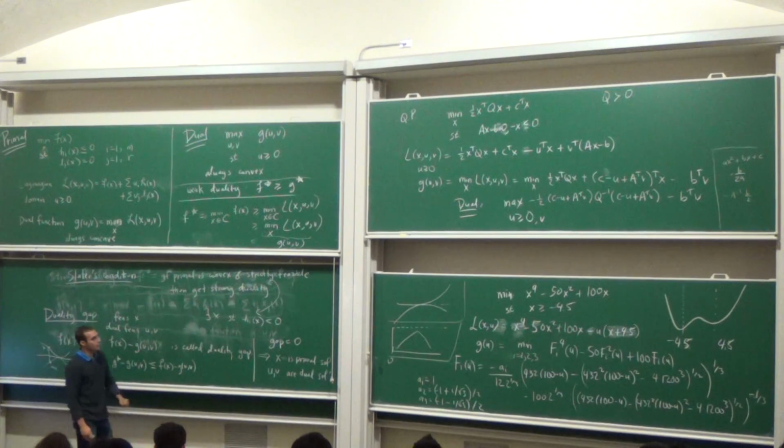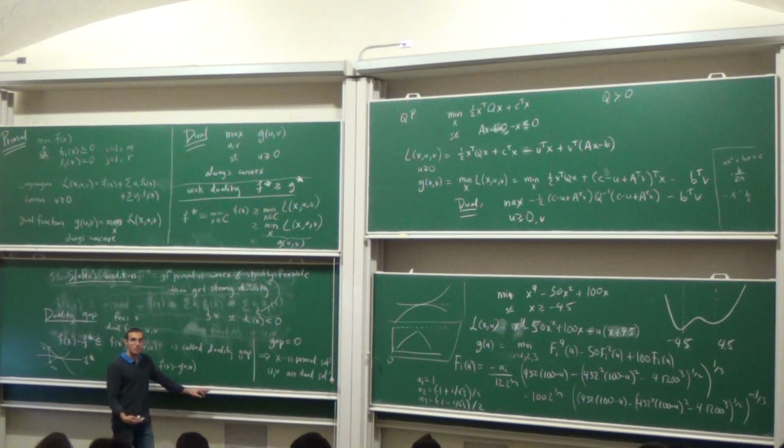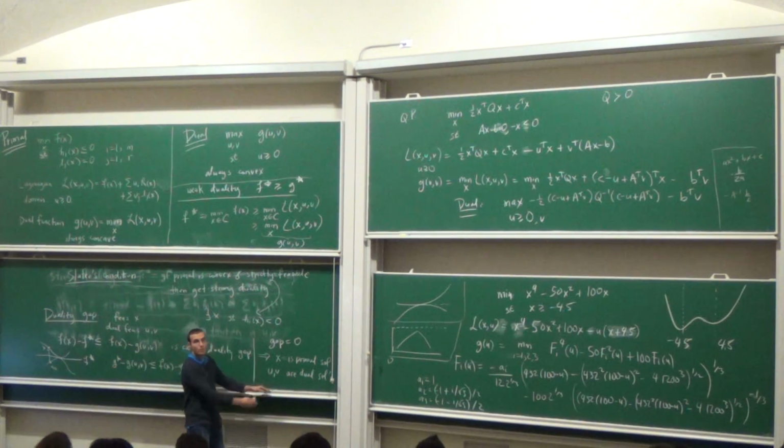Okay, so that's actually the launching point for the KKT conditions, this duality gap notion. When the duality gap is 0, it implies that we have the solutions.